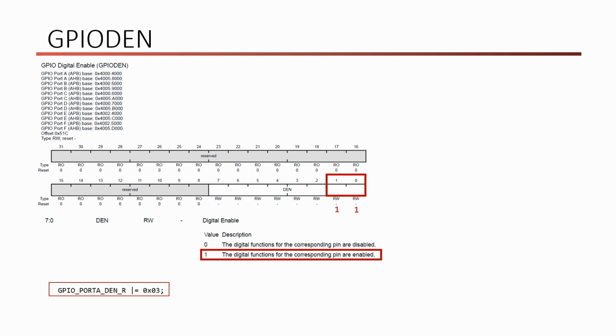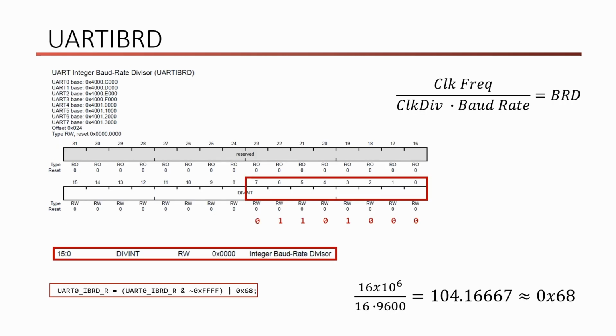In the digital enable register, you just need to indicate that the digital function for the PA0 and PA1 pins are enabled. This register is the integer part of the baud rate divisor value. To calculate this value, you just need to use the formula from the top of the slide. For me, the clock frequency is 16 MHz, the clock divisor is 16, and the baud rate is 9600. Therefore, 104 is the value that I need to write into this register.